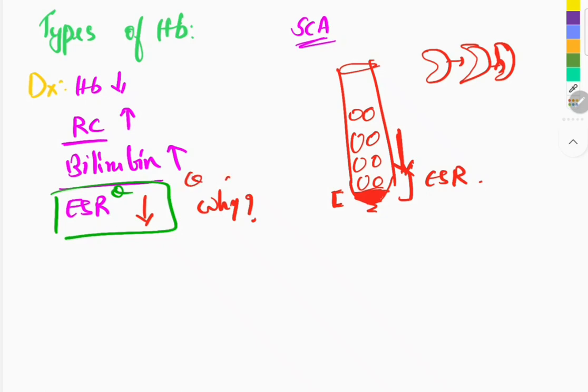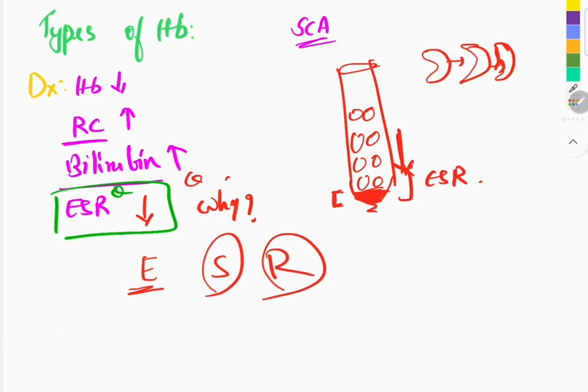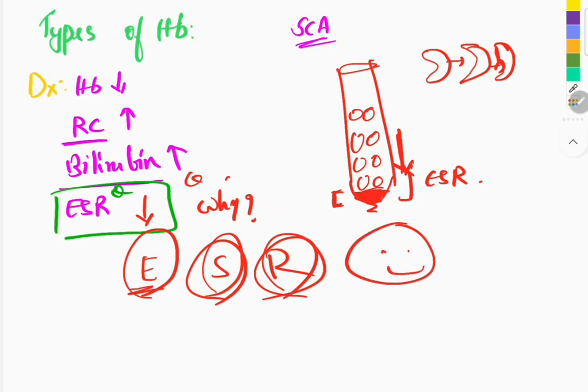Okay, so this is your question. ESR decreases in sickle cell anemia. How will you memorize it? So the code here is ESR only. E stands for ESR. ESR in sickle cell anemia is reduced. Okay, here you have a code also, now you won't forget.